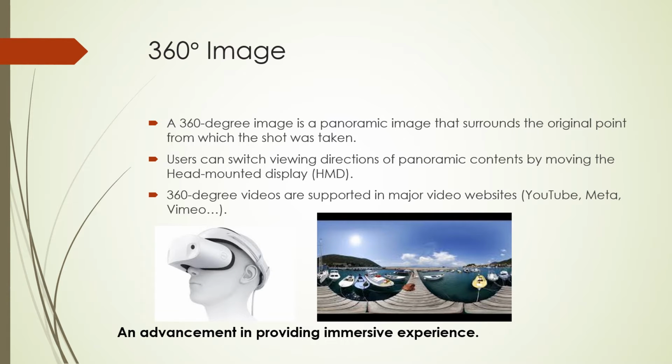Our project is about enhancing user experience of 360-degree images. So here we will talk about the definition of 360-degree images. A 360-degree image is a panoramic image that surrounds the original point from which the shot was taken. Users can usually view this kind of images inside a head-mounted display, and they are allowed to switch their viewing directions of the panoramic contents by moving the HMD around.